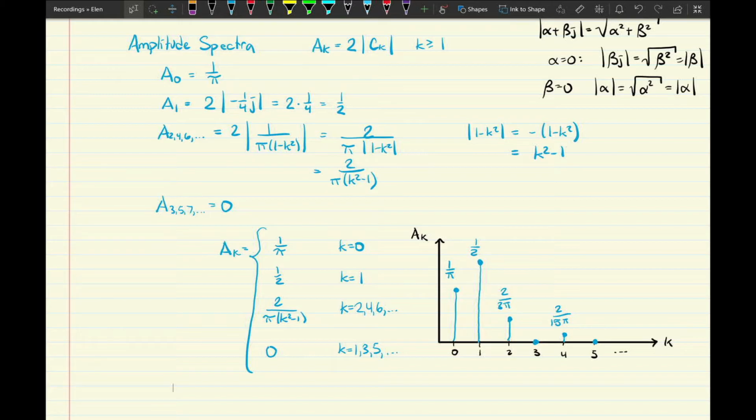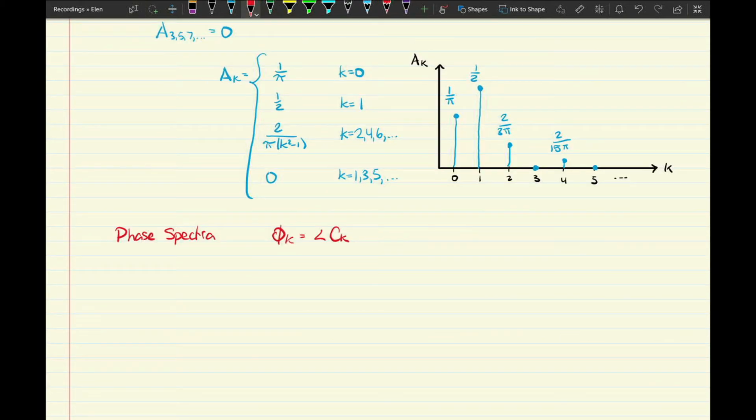So we can actually get a very good approximation of the half-wave rectification of a sine wave, even just by only looking up to the second harmonic. Now let's take a look at the phase spectra. And remembering that the phase angle phi here is simply just the argument of the Fourier coefficient, or the polar angle. And that's quite helpful whenever the Fourier coefficient is either completely real or completely imaginary.